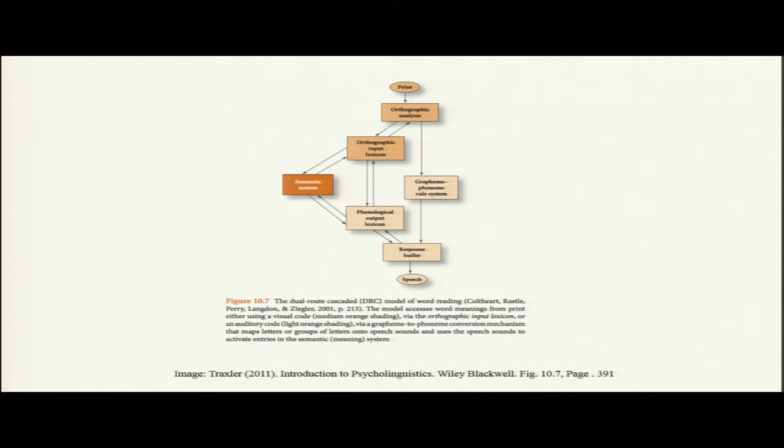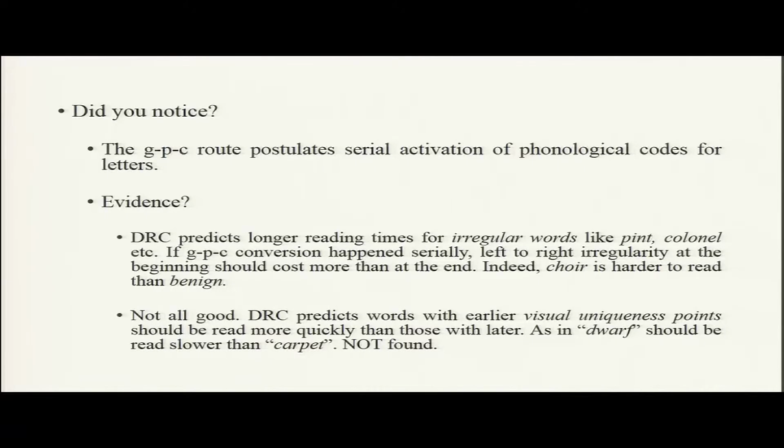This is what is called the dual route cascaded model, because the flow of activation in this model is cascaded in nature. As soon as you start doing the orthographic analysis, the phonological and the semantic analysis have already started. That is why this model is referred to as a dual route cascaded model. Now let us go into a little more detail. In the assembled phonological route, the GPC route, or the grapheme-phoneme conversion path, postulates serial activation of phonological code of letters. Say, for example, if I have to read play, P-L-A-Y will be generated in a sequence.